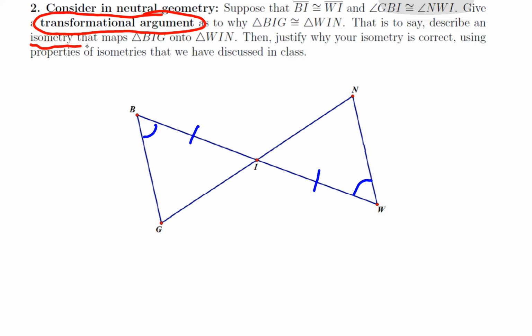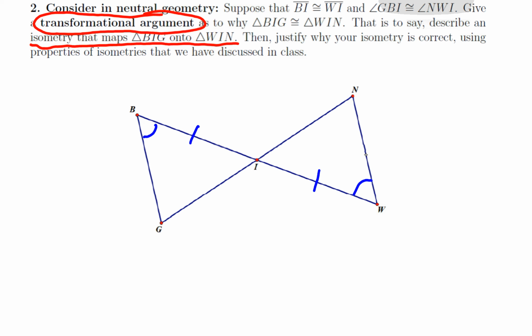That is to say, we want an isometry that maps BIG onto WIN, and then we justify why the isometry is correct. Now, if we were doing this proof a month or so ago, we would take a look at this and say, oh, look, those are vertical angles, and therefore angle-side-angle, and we're done. But that's not what we're shooting for here. We're shooting for a transformation-based proof, and so we've got to find an isometry that puts BIG on top of WIN.